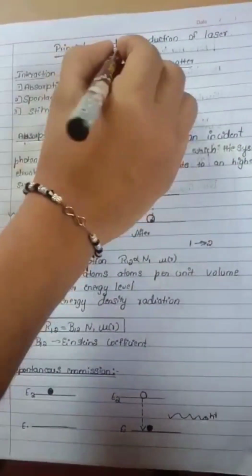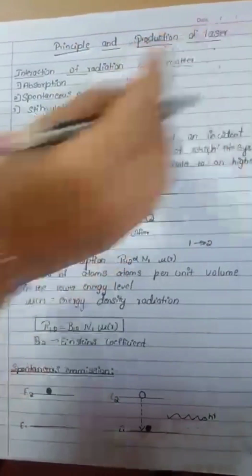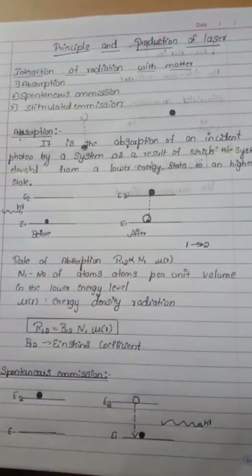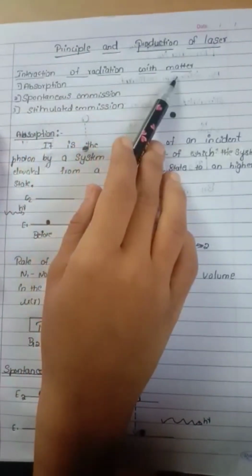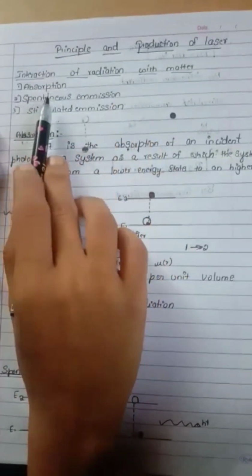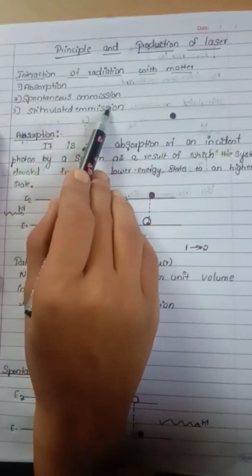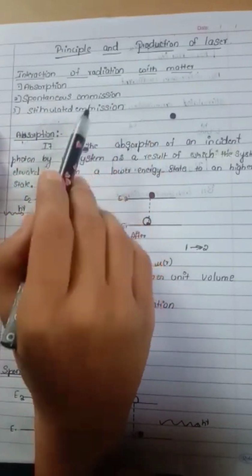Okay, I'm going to explain about the principle and production of the laser. There are three types of interaction of radiation with matter: absorption, spontaneous emission and stimulated emission.